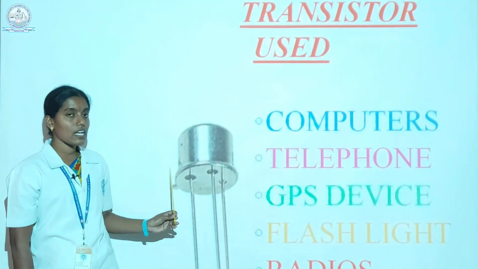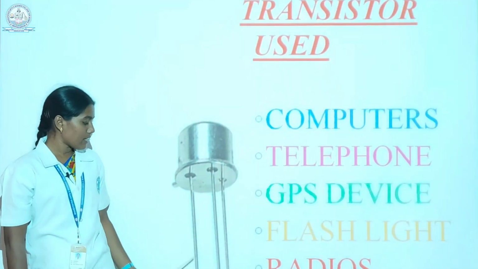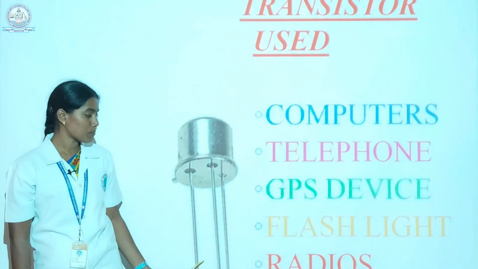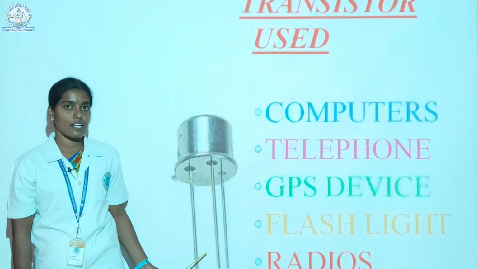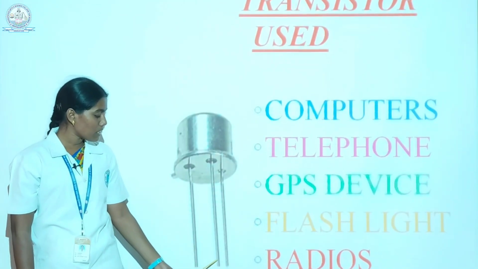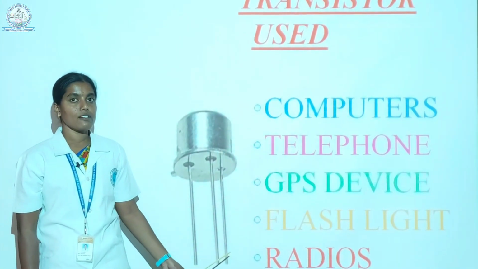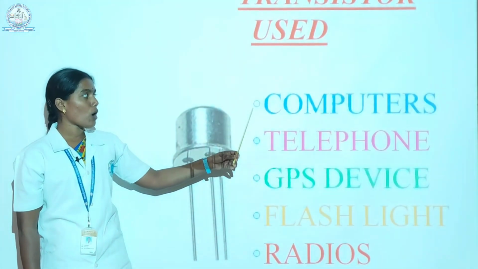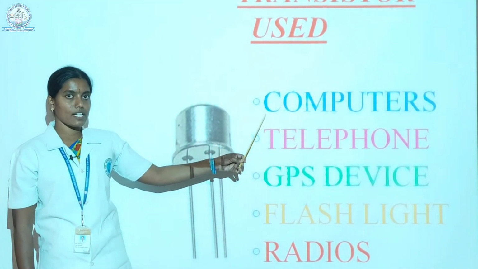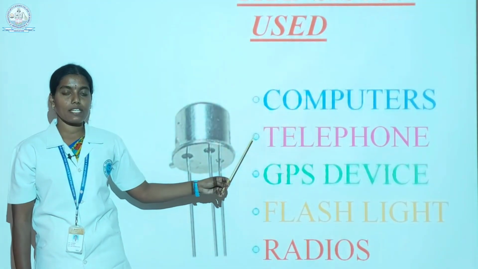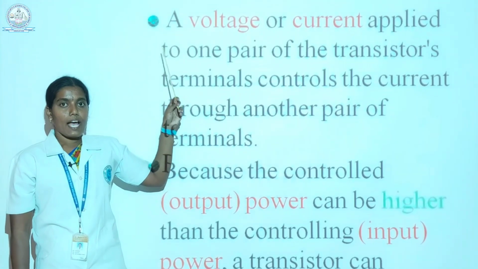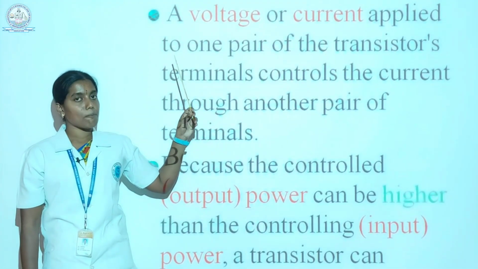So this is the physical appearance of a transistor. It has three terminals. The three terminals are further divided into two pairs. One terminal is common to the first and second pair. The first and second pair mean the input pair and the output pair. The most commonly used semiconductor devices are computers, telephones, GPS devices, flashlights, and radios. One pair of terminals is the input, the other pair is the output.